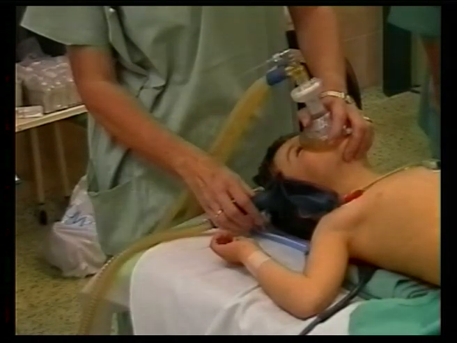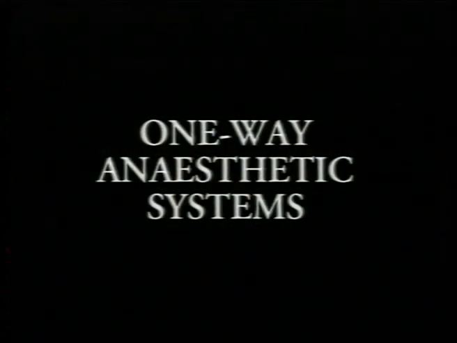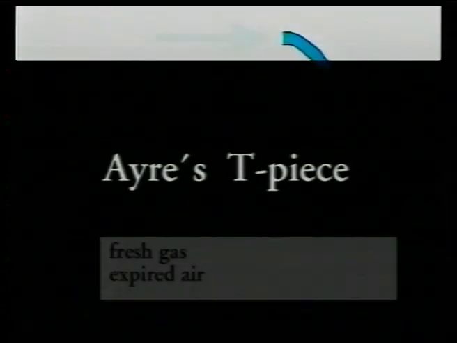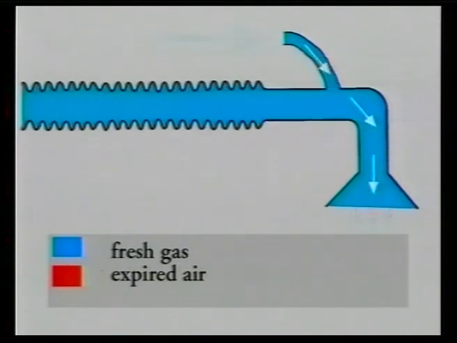The best known type of such system is the Ayre's T-piece, which can be used even in the smallest babies. During expiration, the expired gas is washed out by fresh gas mixture to the expiratory limb.